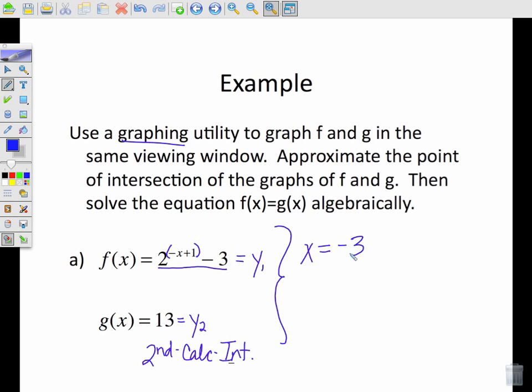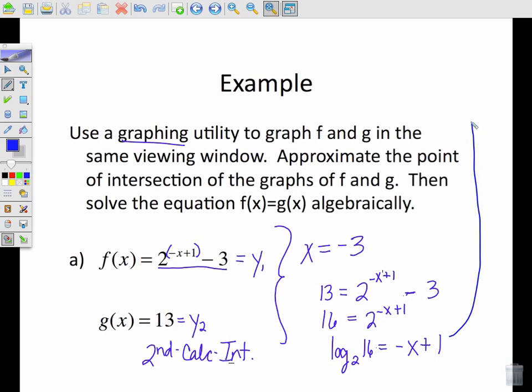Now I'm going to show you how we can get that algebraically. Well, you're going to set the 13 equal to the 2 to the negative x plus 1 minus 3. This is how we solve when we have either exponents or logarithms. You're going to add the 13 over, that's 16 equals 2 to the negative x plus 1. And here now it's time to turn this power into a logarithm. So it's log base 2, the 2 comes from the base of your exponent, of 16 equals negative x plus 1.